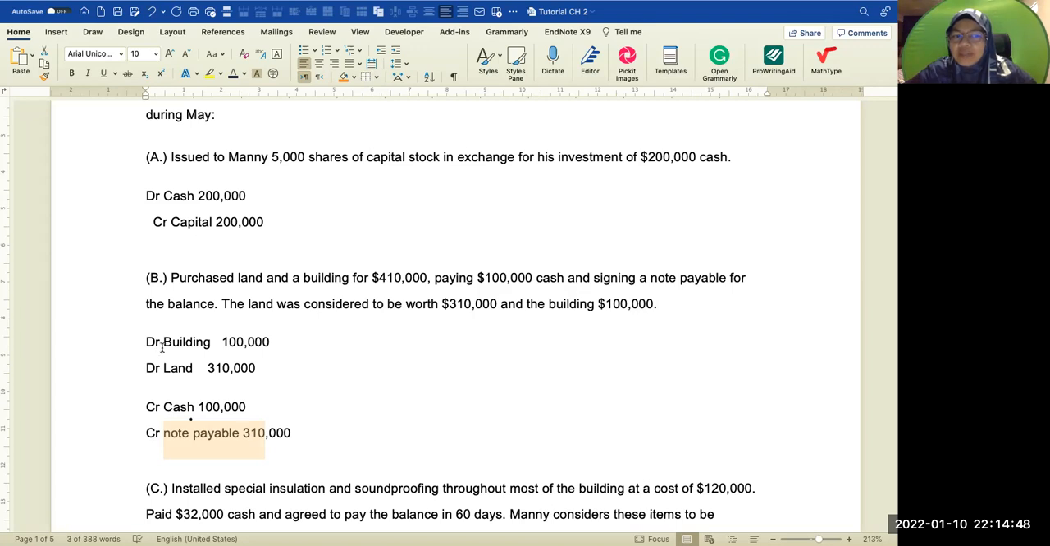And why do you debit your building and land? Because we just purchased them, and in nature, building and land are both assets, so we have to add them. And when we are adding them, we have to debit. So in short, because building and land are assets, there's an increase in your assets, so you debit your accounts. Of course.